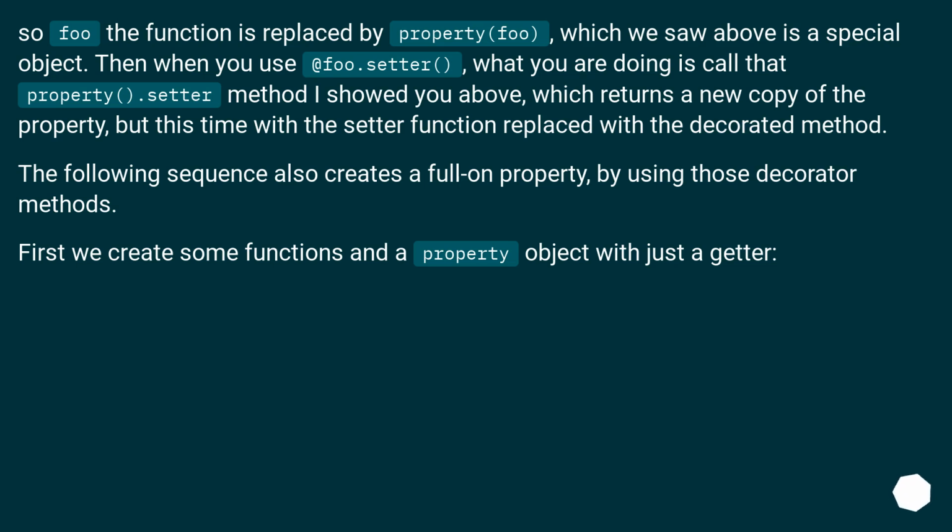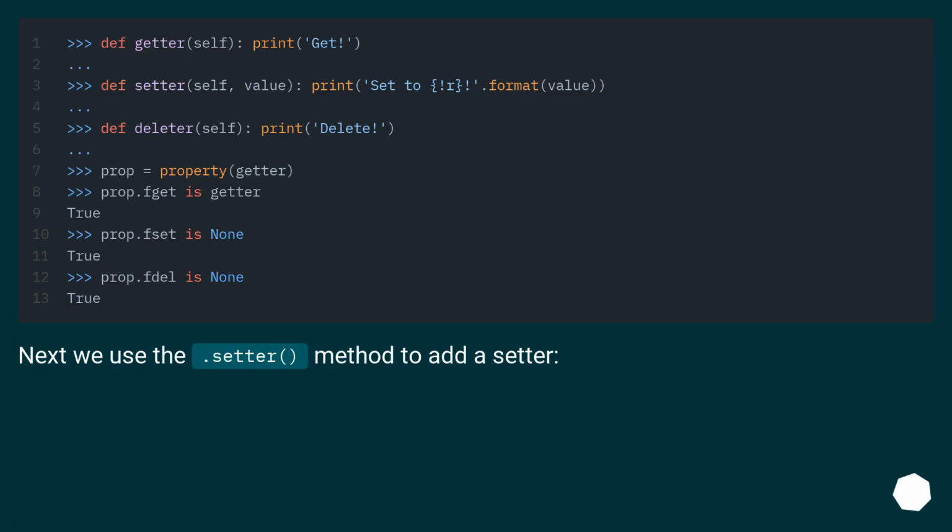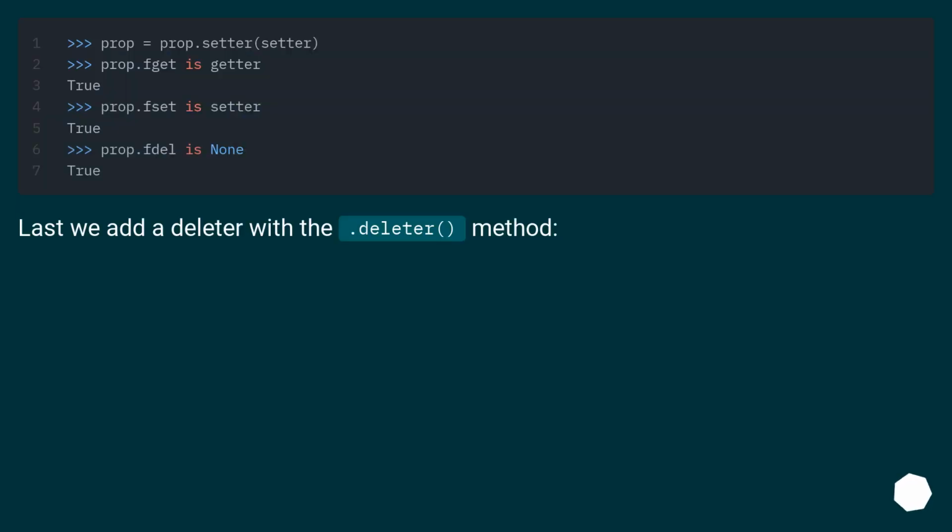First we create some functions in a property object with just a getter. Next we use the .setter method to add a setter. Last we add a deleter with the .deleter method.